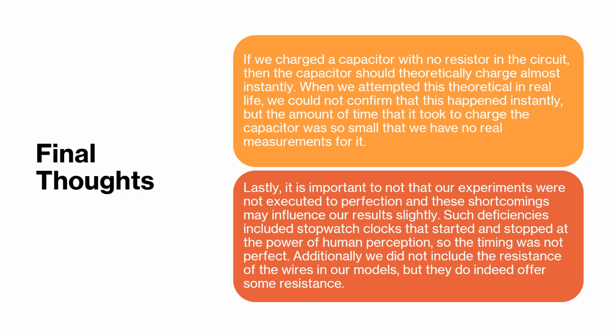Lastly, it's important to know that our experiments were not executed to perfection, and these shortcomings may influence our results slightly. Such deficiencies included stopwatch clocks that started and stopped at the power of human perception, so time was not perfect. As you can imagine, someone trying to start and stop a stopwatch when they see certain numbers on the multimeter is not going to have perfect timing.